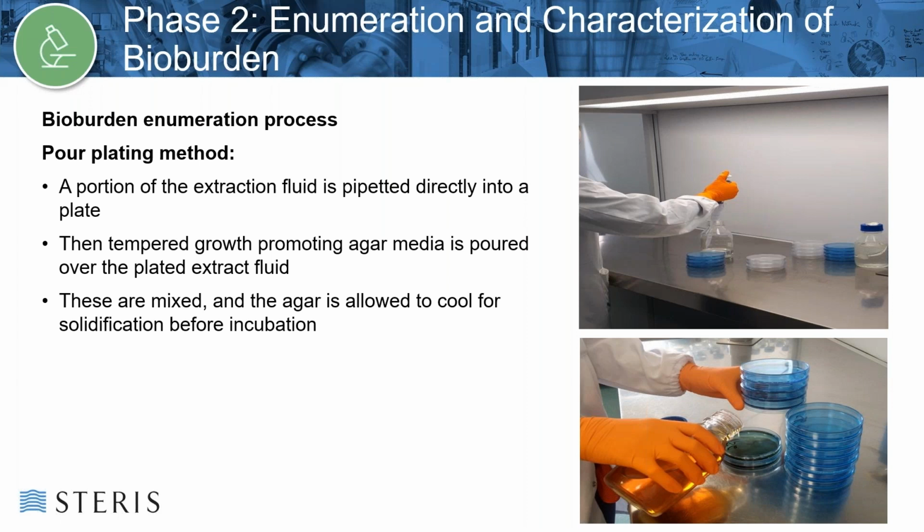Pour plating is carried out as follows. A portion of the extraction fluid is pipetted directly into a Petri plate. And then tempered growth-promoting agar is poured over the plated extract fluid. These are mixed and the agar is allowed to cool for solidification before incubation.